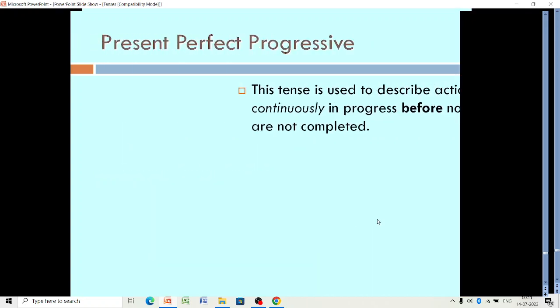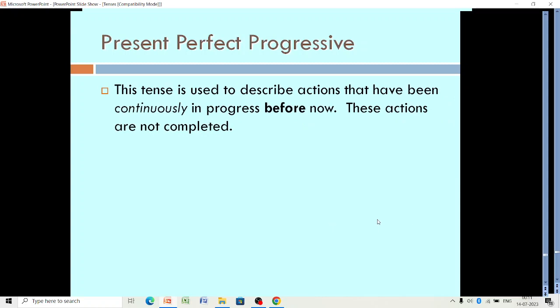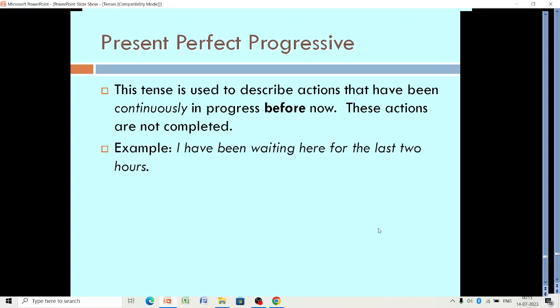Present perfect progressive. This tense is used to describe actions that have been continuously in progress before now. These actions are not completed. Still it is going on. It's present perfect continuous. I have been waiting here for the last 2 hours. The preposition for, so the keyword is used here.